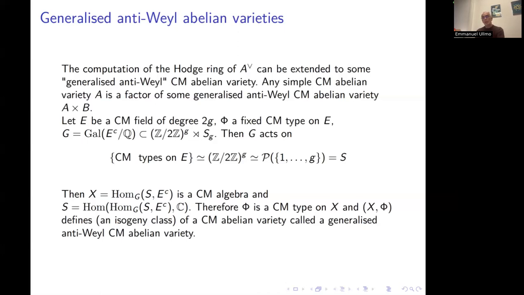The point there is that all the computations I made in the anti-Weil case from Hodge theory are exactly the same for this kind of abelian variety. But now any abelian variety of CM type is a factor of a generalized anti-Weil CM abelian variety. So somehow it's exactly the proof of theorem 1 I gave. So I should stop here, I think.